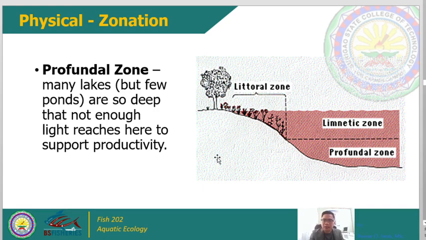Ang profundal zone are basically areas that have not enough light that reaches, that supports the productivity or the photosynthesis. So kining mga area walay light penetration, and so therefore walay photosynthesis mag-occur. So this is the profundal zone, limnetic zone, and littoral zone.